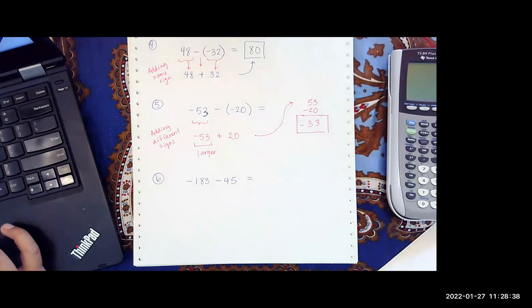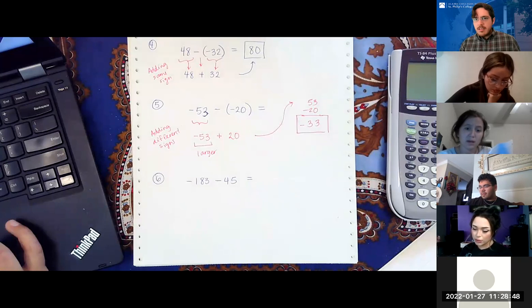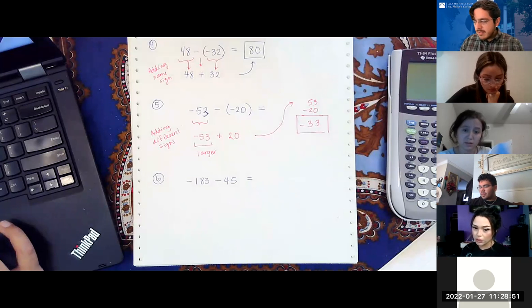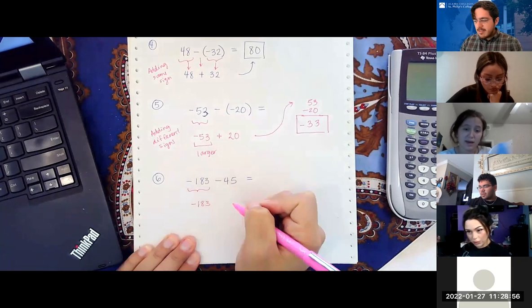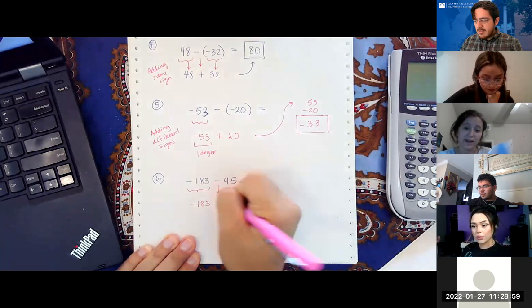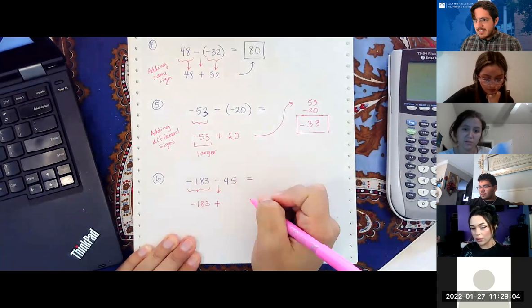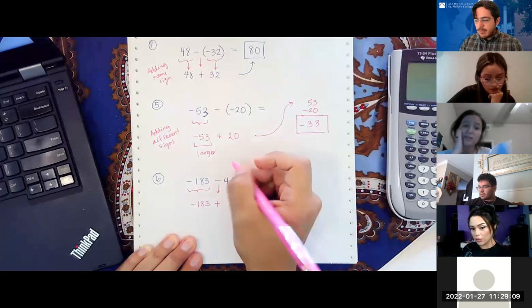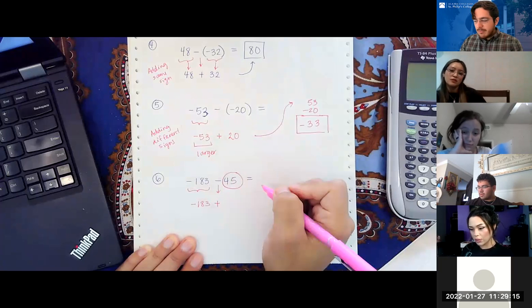I have a feeling that you're supposed to keep the negative 183, and then where the minus is, I think you're changing it to an add, instead of negative, and then it's going to be a positive 45. Oh, no, be careful there. What is the opposite of 45? Oh, negative. Right, negative 45.